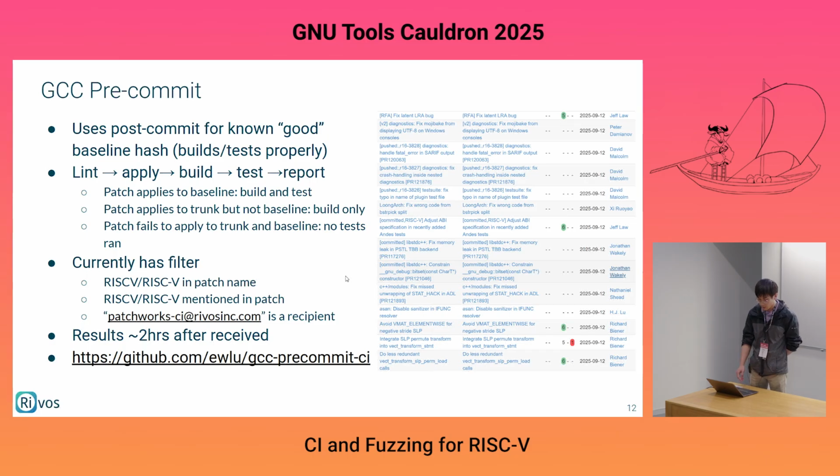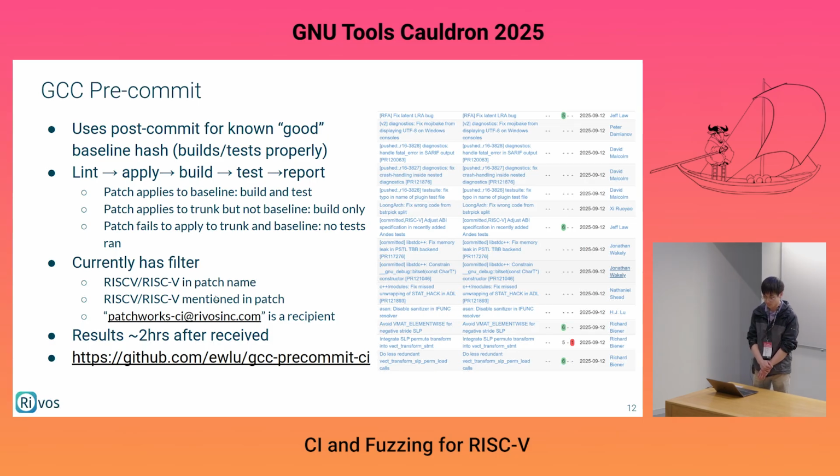As of right now, we currently filter based off of RISC-V patches. So if the patch itself has RISC-V mentioned anywhere, whether it be in the name or you happen to modify a RISC-V file, it automatically gets plumbed into the CI. Additionally, people like Richard Biener have used our CI for testing his middle-end changes, as he is worried something might break on other systems.